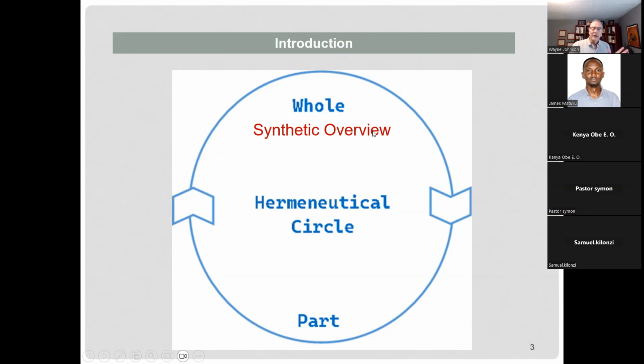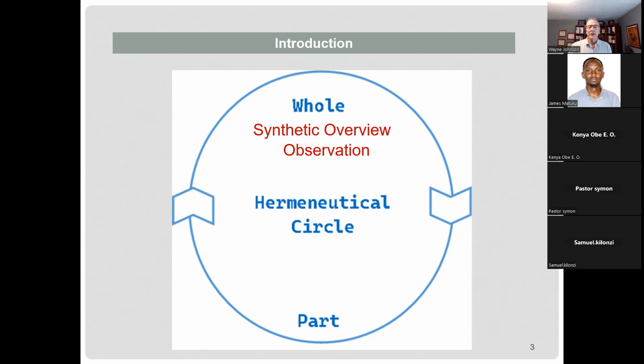So the synthetic overview is a big picture, and it's primarily the observation stage for our class in the inductive Bible study method. In this process, we are just observing the first time through the synthetic method. You're simply observing the book as a whole. We're going to be applying this to the book of Titus, and that will be your exercises and assignments for this coming week. But we want to get the big picture.